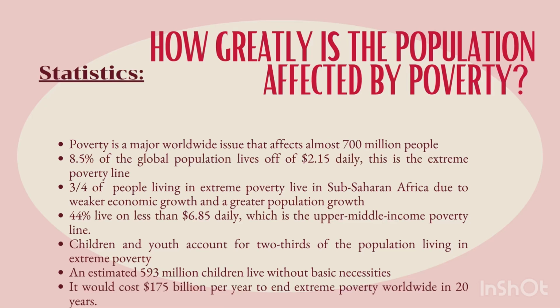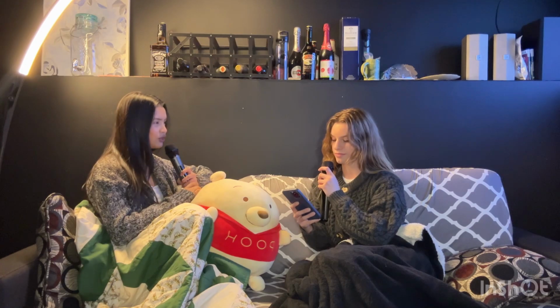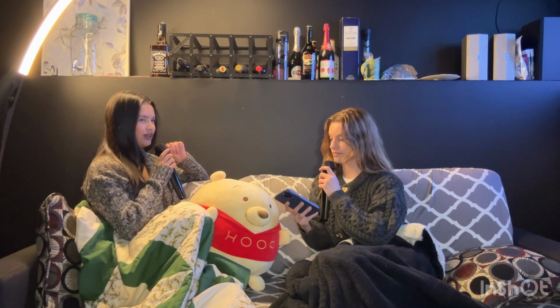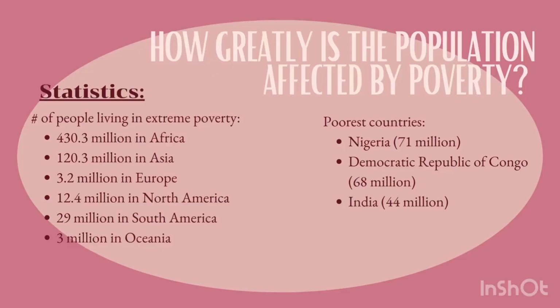Children and youth account for 2/3 of the population living in extreme poverty. That's an estimated 593 million children who live without basic necessities. It would cost $175 billion per year to end extreme poverty worldwide in 20 years. $175 billion for a year, and that's going to take 20 years just for poverty to end? Yes, which really puts into perspective how worldwide this issue is.